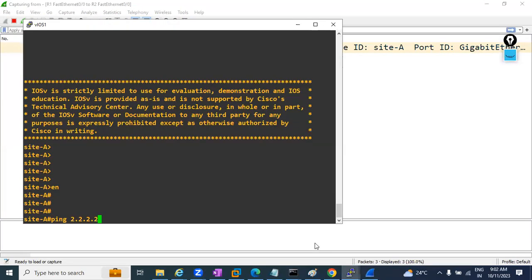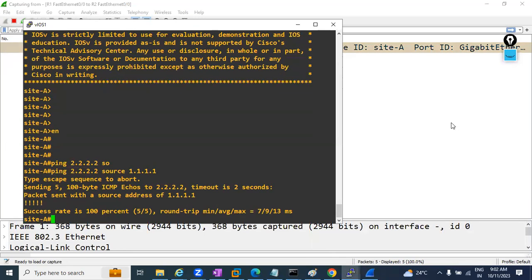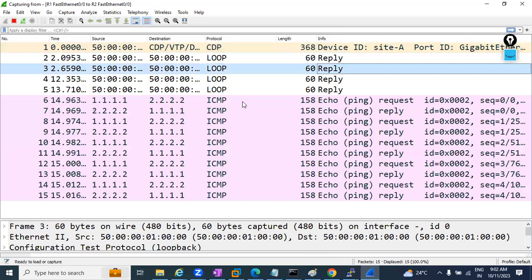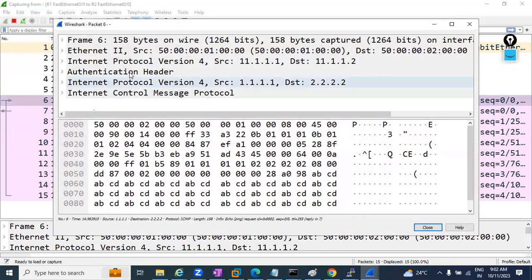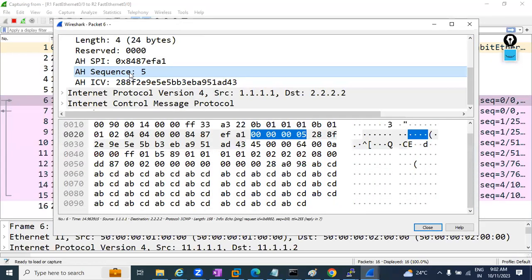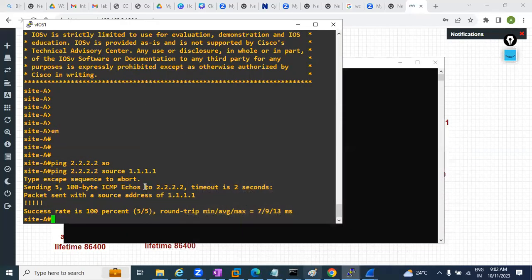I would ping from 2.2.2.2 as the source to 1.1.1.1. Okay, and if you would open it, this is the request. And this time, as you can see, the sequence number. The last sequence number was 4, right? And now the sequence number is 5. Same with ESP. Okay. How do we have to configure the ESP?